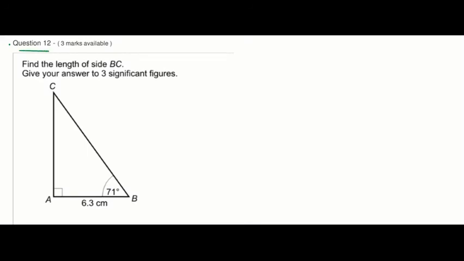Now question 12 gives us a triangle and asks us to find out the length BC. Give our answer to 3 significant figures. Well, in this triangle we're given an angle and we're given a side, so straight away I can see it's trigonometry. So before I even start, I write down my little trigonometry reminder, which is SOHCAHTOA. What that means, of course, is the sine of the angle is the opposite over the hypotenuse, the cos is the adjacent over the hypotenuse, and the tan is the opposite over the adjacent.